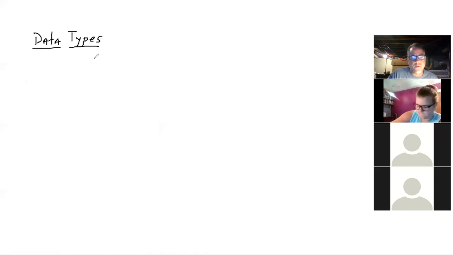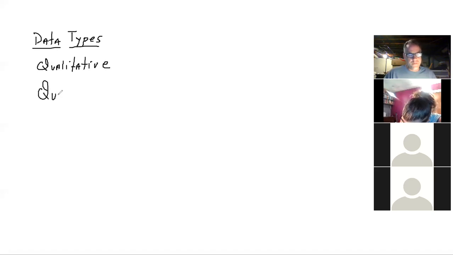Now, data types that we deal with. I have actually used these terms before, but this will be the first time we've actually officially defined them. And we can have two types: qualitative and quantitative.